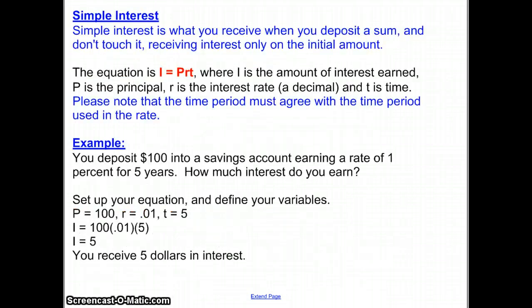Simple interest. Simple interest is what you get when you deposit a sum, don't touch it, and you get interest only on the initial amount. In other words, the interest doesn't build on interest. It's just on the initial amount.